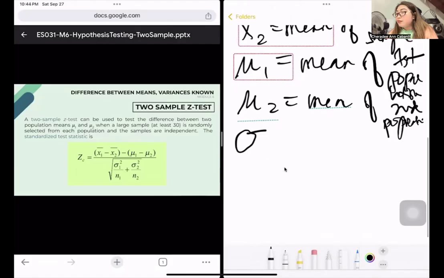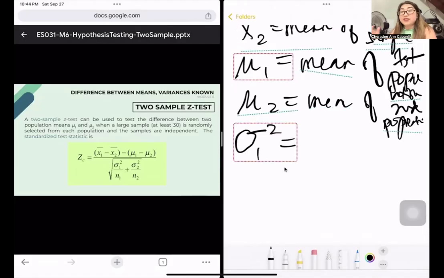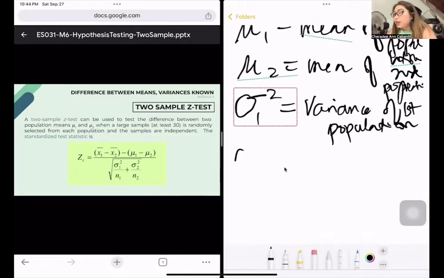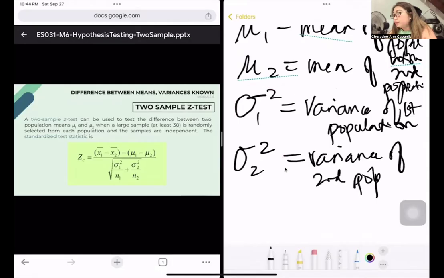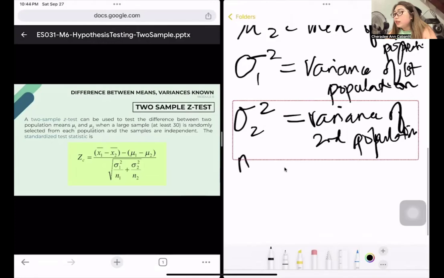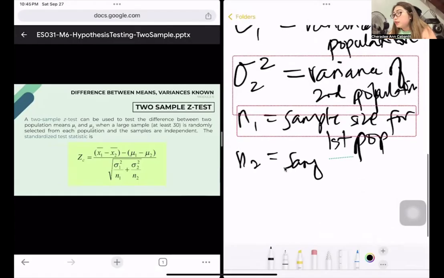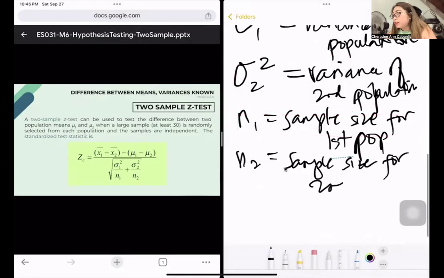And sigma 1 squared, since we assume that the variances are known, that's why we are using sigma, is the variance of the first population, and sigma 2 squared is the variance of the second population, where n1 is your sample size for the first population, and n2 is your sample size for the second population.